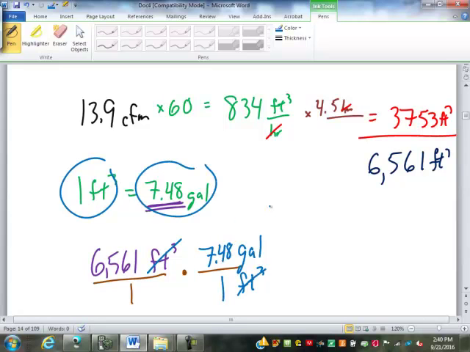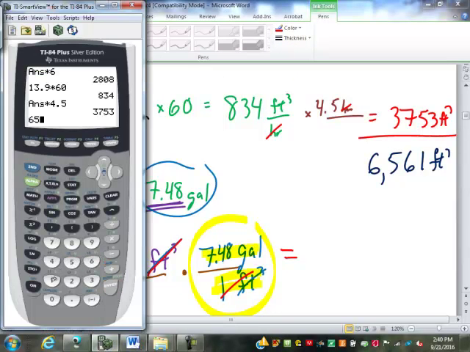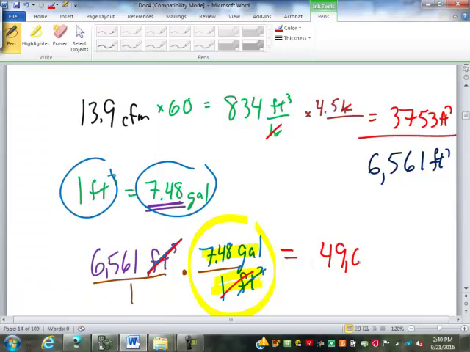When we talked about fractions, we talked about unity fractions. That's one of them. It doesn't look like it, but that equals 1. The denominator and the numerator both have the same value. 1 cubic foot and 7.48 gallons are the same thing. But now what this shows us is our cubic feet will cancel out, and it is 6,561 times the 7.48. So that is 49,076.28 gallons. That's a lot of water.